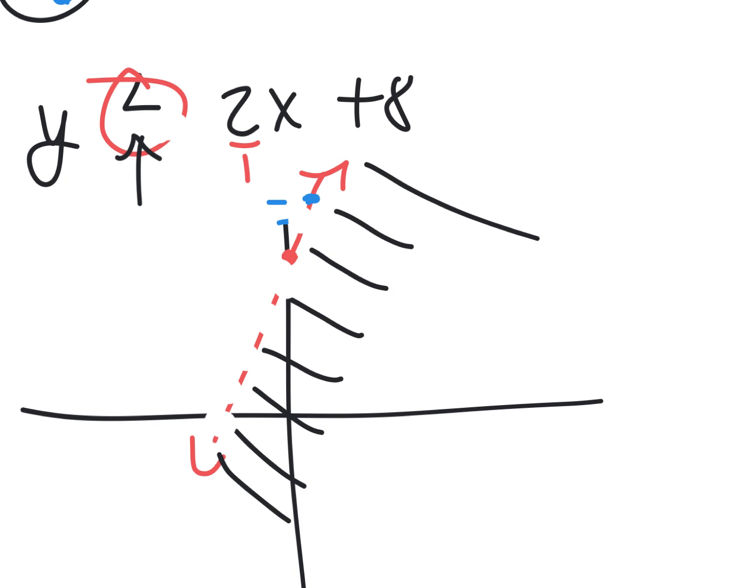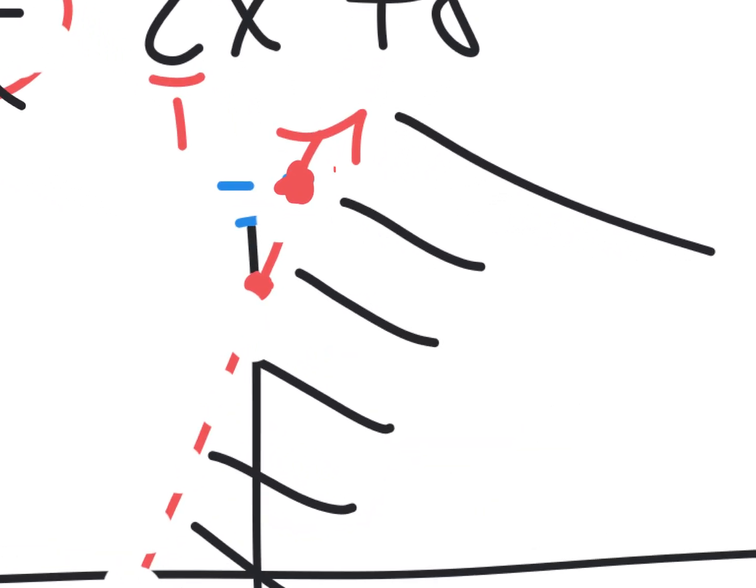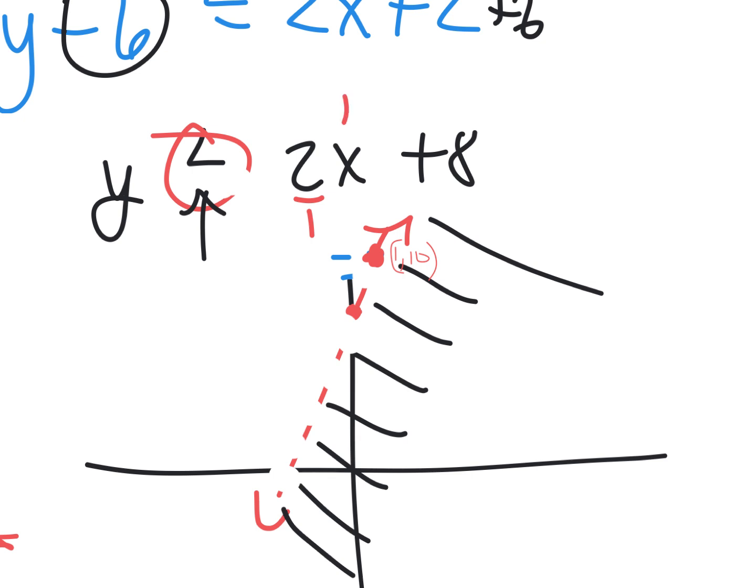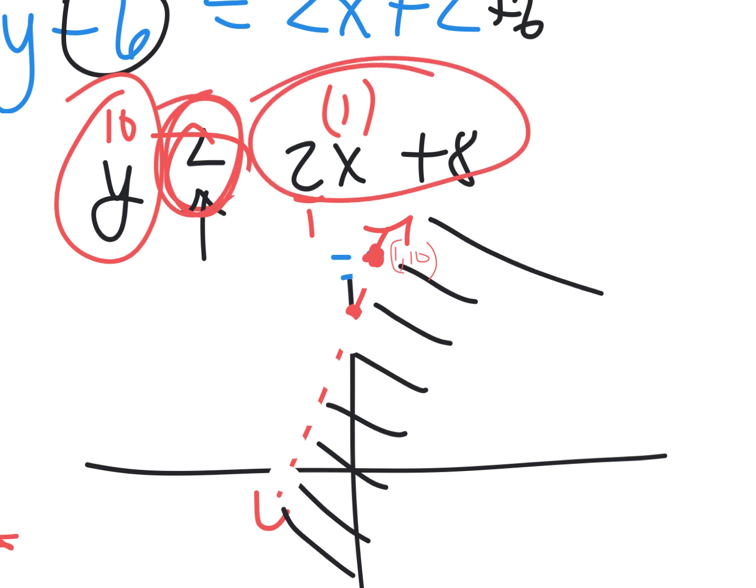Because this spot right here, for example, that right there on the line, that is the point 1 comma 10. If I put 1 and 10 into the equation, it'll read 10 is less than 10. Is 10 really less than 10? No. So that point doesn't work. Things that are on the line would make it equal to.